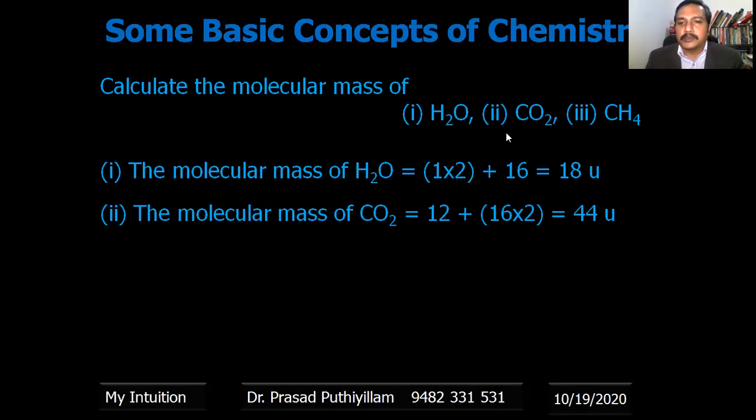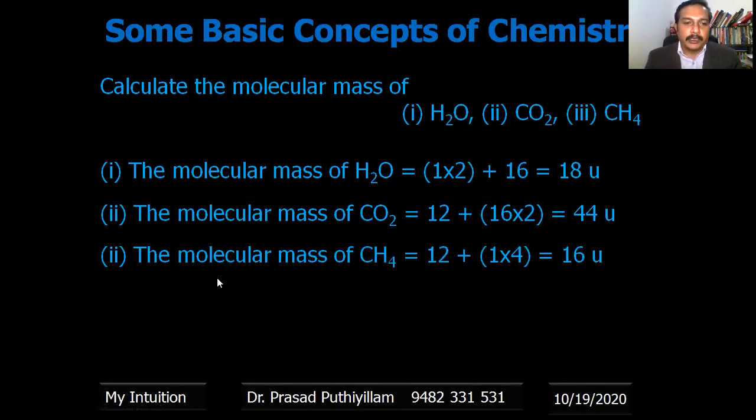Calculate the molecular mass of carbon dioxide, that is carbon 12 plus 16, the atomic mass of oxygen, multiplied by 2, that is 44 u. Molecular mass of methane, that is 12 is the atomic mass of carbon, hydrogen atomic mass is 1, 4 times it is there, therefore the total value is 16 u.